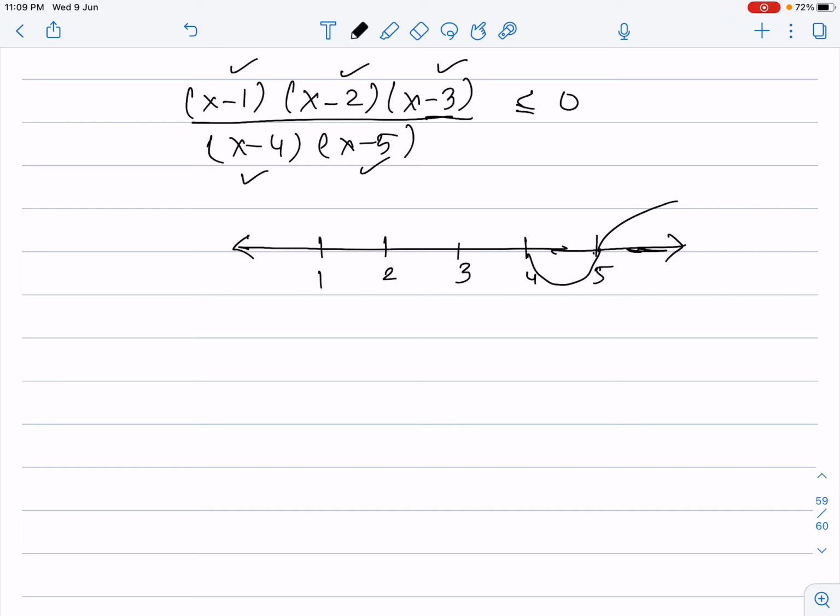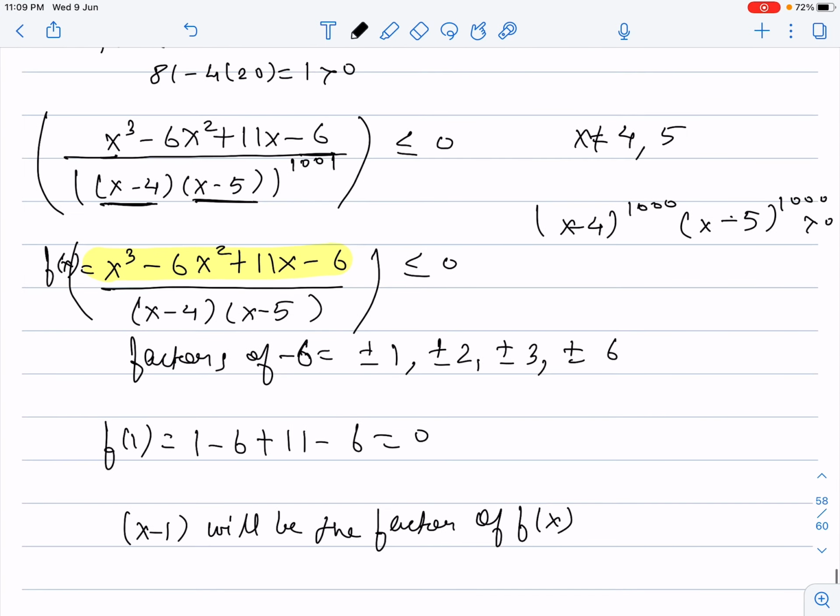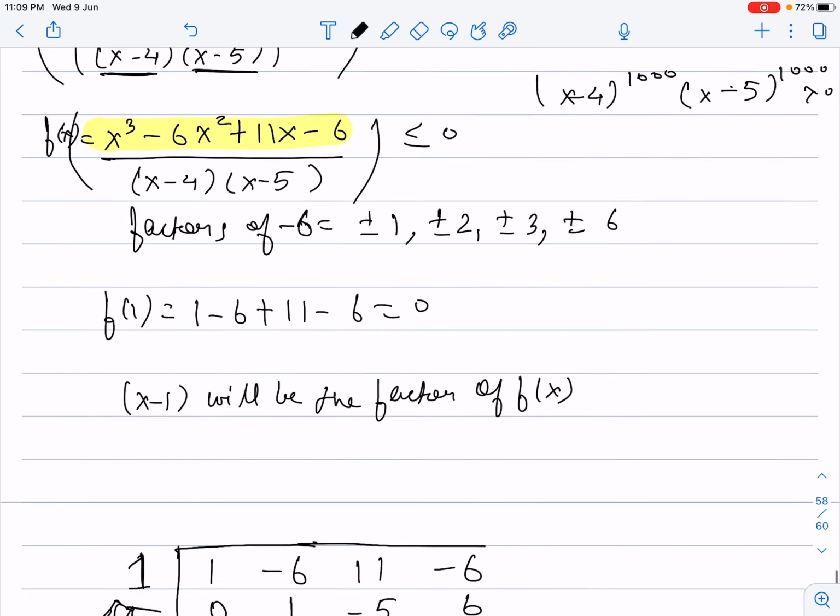So like this will be coming, my dear students. Alternate plus minus sign will be coming. But we want what? Guys, negative we want. So we'll be getting minus infinity to 1 union 2 to 3 union 4 to 5. And guys, 4 to 5 should be open because I wrote it over here directly that x should not be 4 and x should not be 5.